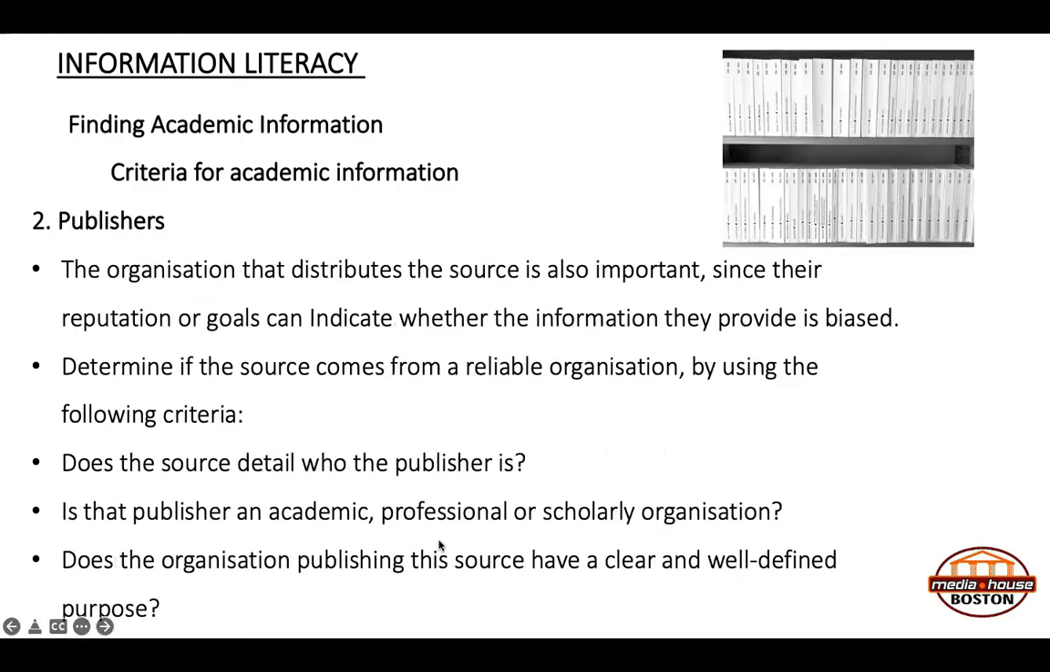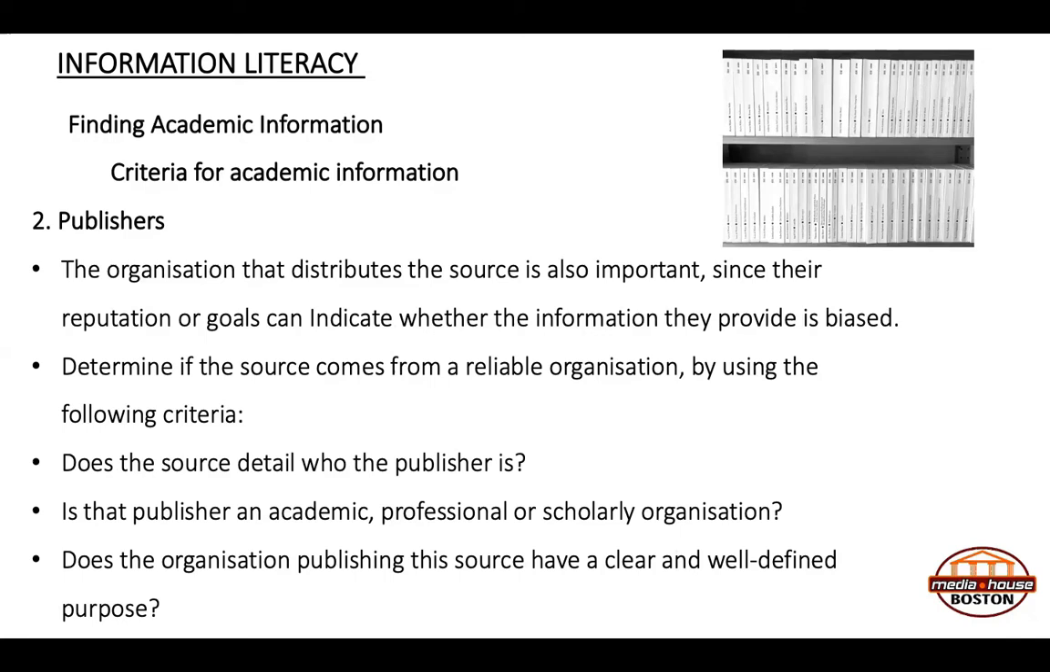So publishers, we also look at the publishing information. Who distributes this information? What are their goals? What is their reputation? Because this can indicate if the information that they give to us is biased. For example, there was a newspaper that was linked to the ANC. I can't remember the name now, and I don't know if it still exists, but we could say that they provided biased information because they have very strong links to the ANC. I'm just providing an example because that's the one that comes to mind.